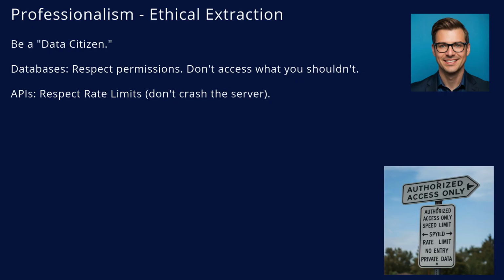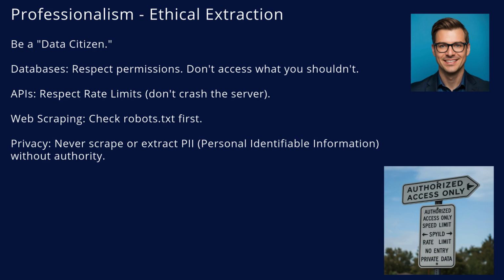Second, for APIs, always read the documentation regarding rate limits. This tells you how many requests you can make per minute. You must write your scripts to respect this, or you could crash the service. Finally, if you are scraping data from the web, always check the robots.txt file first. This gives clear instructions on what you are allowed to access. Following these rules is what makes you a trustworthy professional.